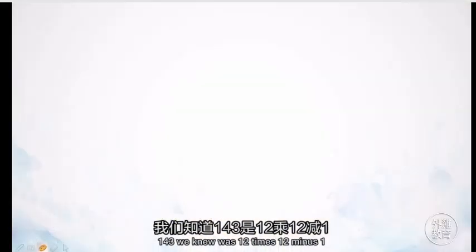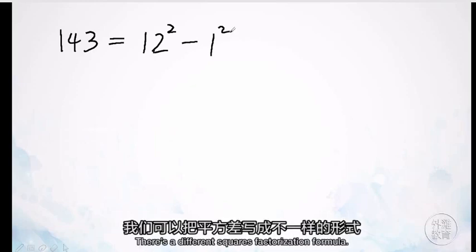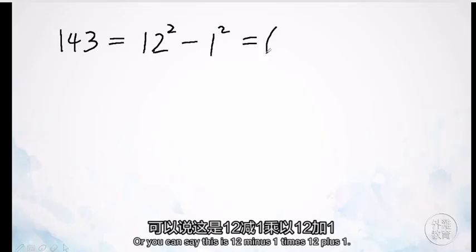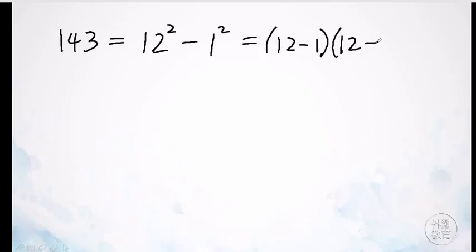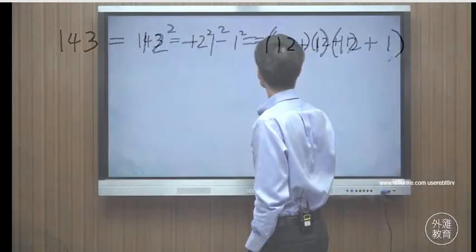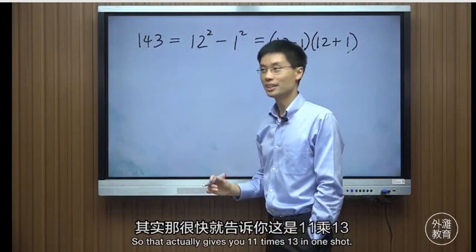143, we knew, was 12 times 12 minus 1. Oh, that's 1 squared. There's a difference of squares factorization formula, where you can say this is 12 minus 1 times 12 plus 1. So that actually gives you 11 times 13 in one shot.